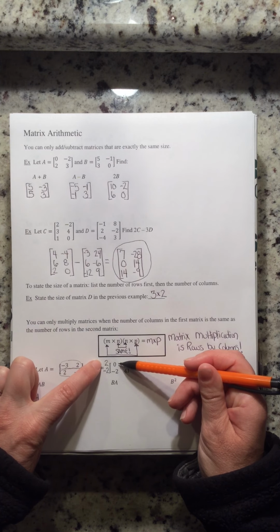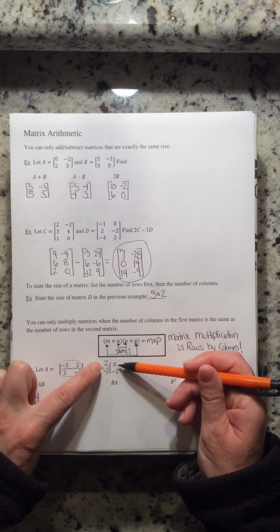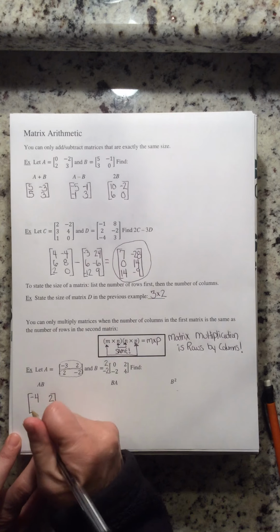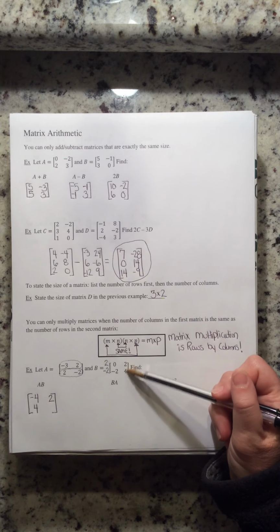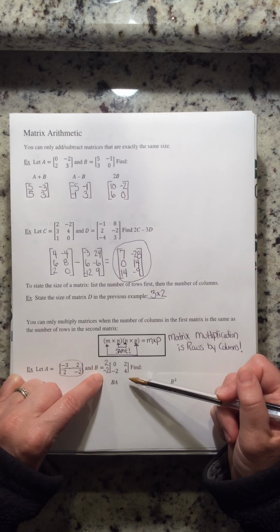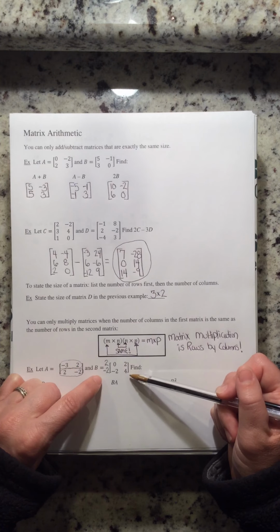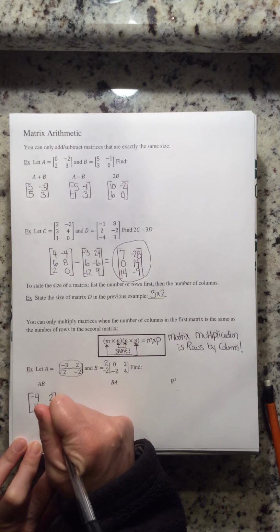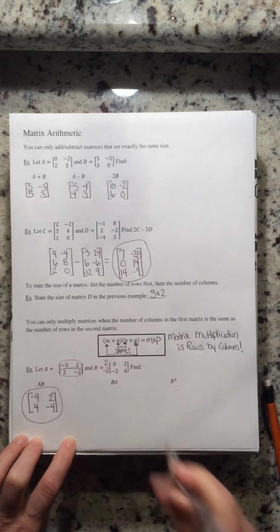So we're doing 2 times 0 is 0, and negative 2 times negative 2 is 4. 0 plus 4 is 4. Now go ahead and multiply by the other column. This 2 times this 2 is 4, and negative 2 times 4 is negative 8, and 4 plus negative 8 is negative 4. And that is how you would find matrix AB.